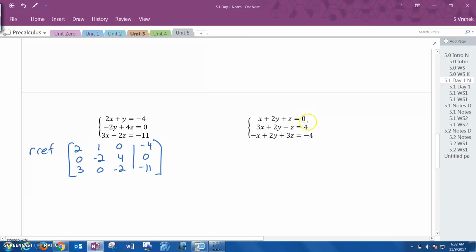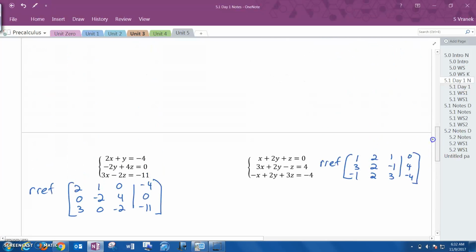And finally, you come over here, and I do RREF, so reduced row echelon form of this system 1, 2, 1, 0, 3, 2, -1, and 4. Put a line here. And then -x, -1 I should write. Sorry, got ahead of myself there. -1, 2, 3, and -4.